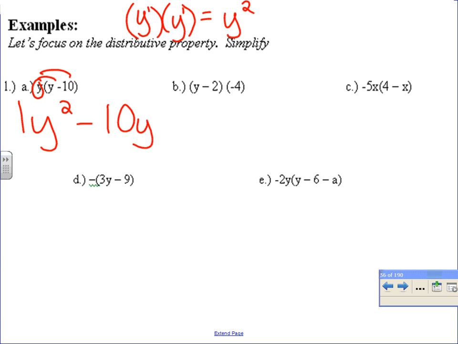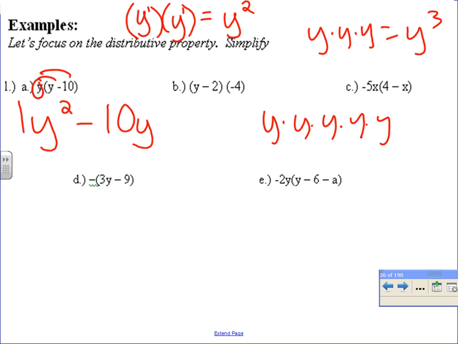When you're multiplying, ready? Let me try this. Y squared means there's 2 y's. Y cubed means there's 3 y's. So look, y times y is y cubed. I could get really crazy here. What's that? Got it? Now wait, tell me this.